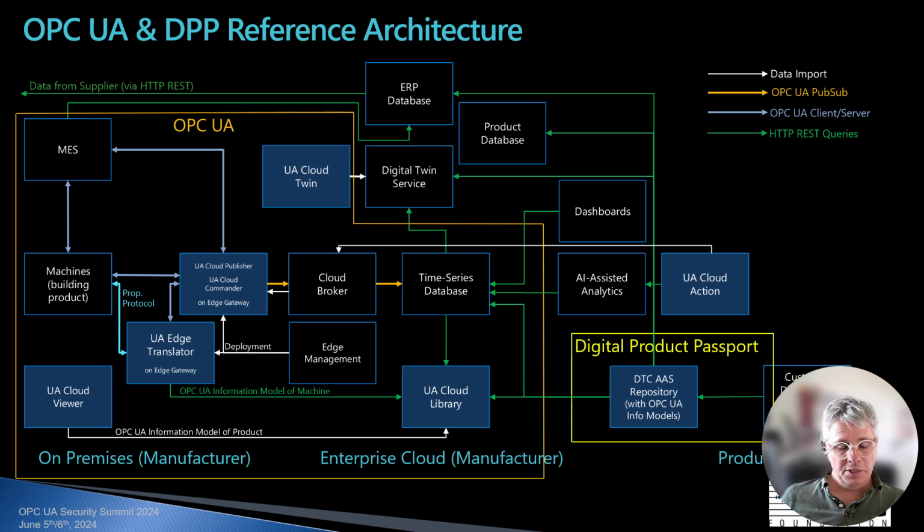Like I mentioned before, not every machine has an OPC UA interface. So if your machine doesn't have an OPC UA interface, you can use industrial connectivity software. And the OPC Foundation has a reference implementation called UA Edge Translator that will basically translate to OPC UA from any proprietary interface. So this is kind of what the edge looks like.